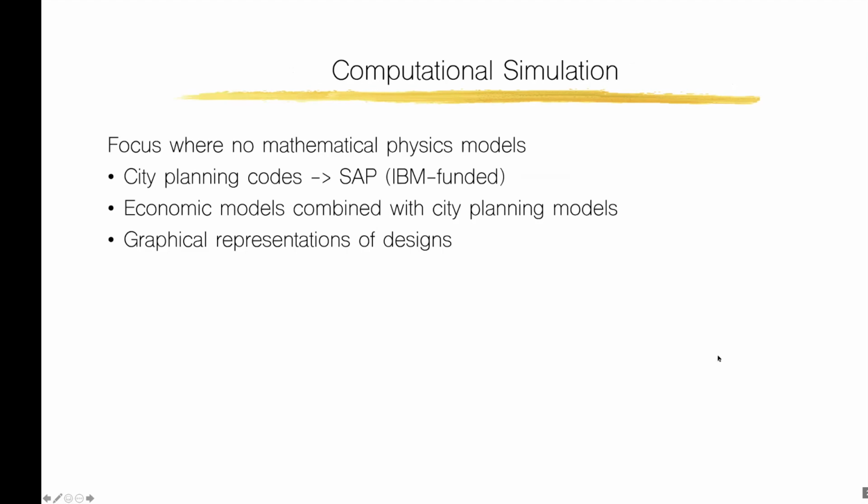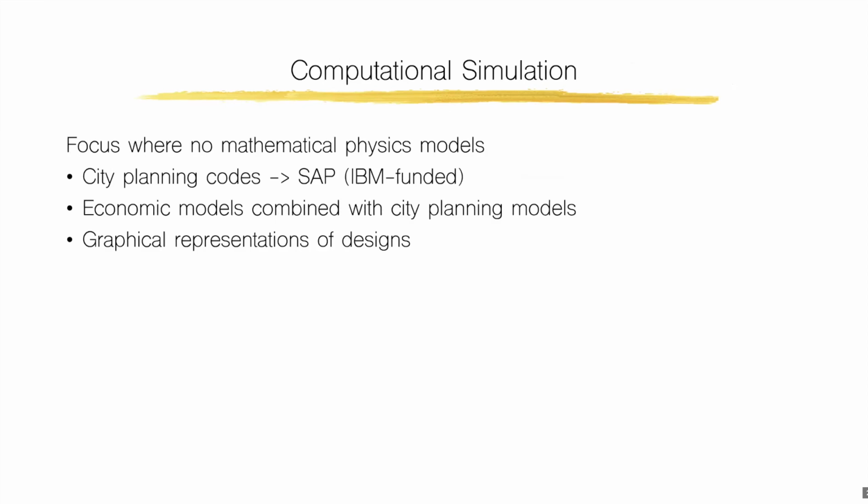So what we looked at was not building computer models of mathematical models or physics models, but where could you do things where there weren't mathematical models? And we looked at things like city planning codes that turned out you could re-represent quite nicely symbolically. And we produced SAP, which isn't the one that is the major international corporation, but the Site Analysis Package, which IBM funded in the 60s. And then we started to build economic models about city planning and turned those into a company that sold services of that kind.